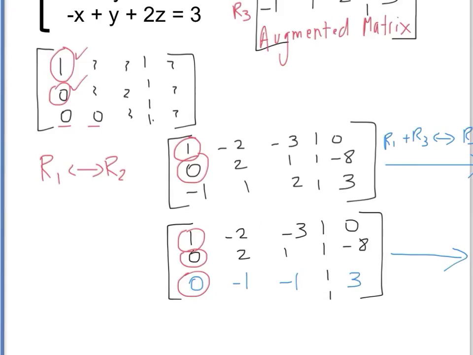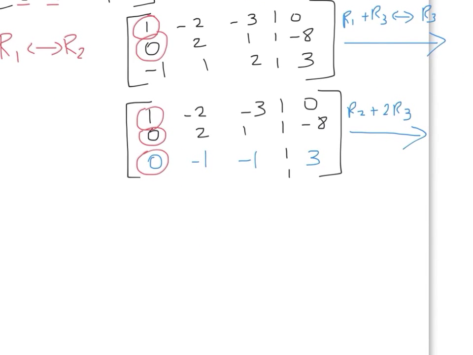So I'm going to keep row 1 and row 2 as they are. Row 3, however, I'm going to multiply by 2 and add it to row 2. So I'm going to add row 2 to 2 times row 3. So let's see what this will give me. I'm going to keep the first row as it is. I'm going to keep the second row as it is. And now row 3, I need to multiply by 2 and add it to row 2. And that's going to be my new row 3.